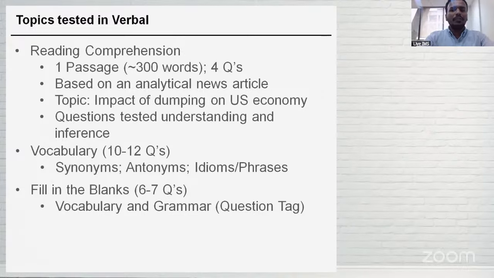Vocabulary and grammar questions were asked in this particular section. In grammar particularly, there were questions based on the add question tag type. The difficulty of this particular section was medium. 18 to 20 questions can be attempted.